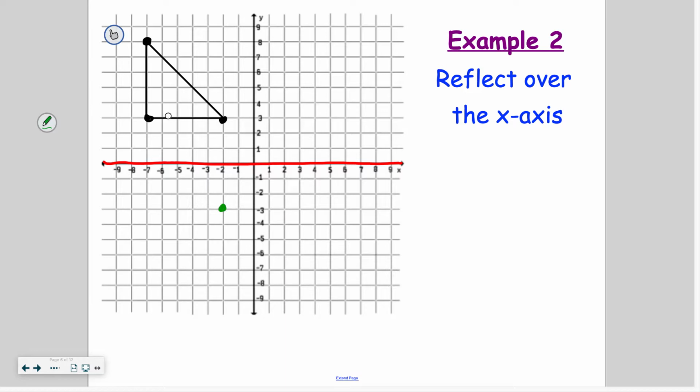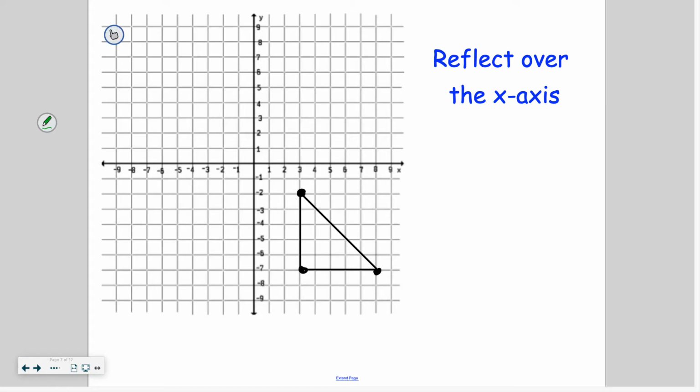Then we come over to the next point on our triangle. Again, it is 3 points up. So we're going to go down 1, 2, 3 points for our next piece of our transformation. And then this top one is 1, 2, 3, 4, 5, 6, 7, 8 units away. So we're going to go down 8. So we've taken our triangle and our image is now reflected, or flipped, over the x-axis.